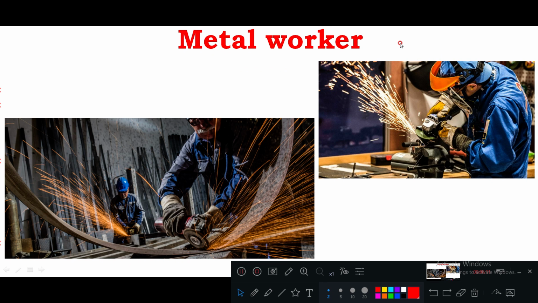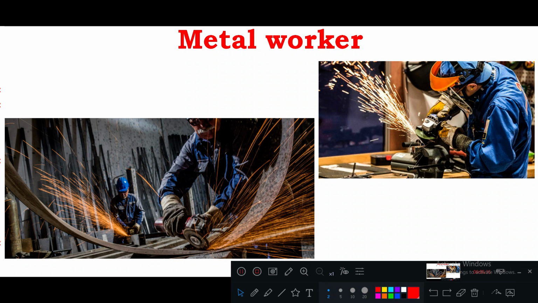And the metal worker. Here the duty of metal workers in construction is to install and maintain a variety of metal products. You can use different types of metals in the construction industry. Might be in roofing, might be in formwork. In so many aspects, in so many works, we can use metals.